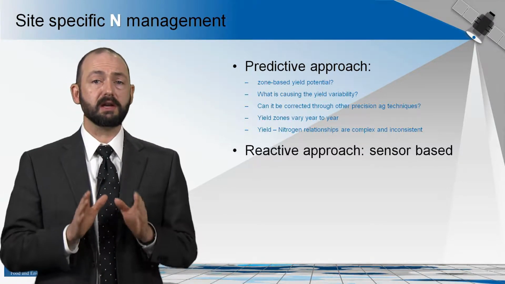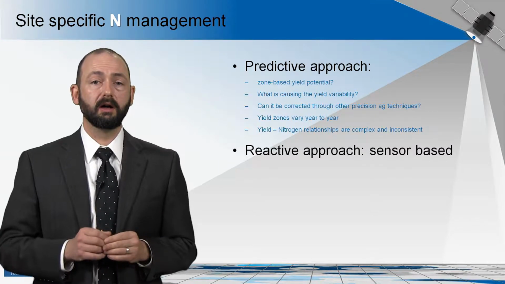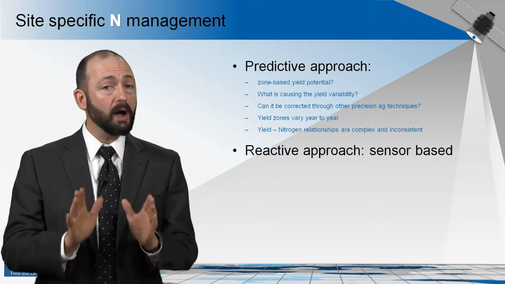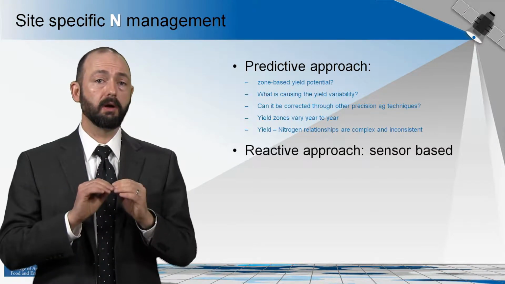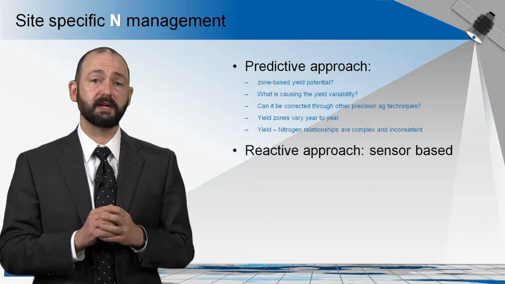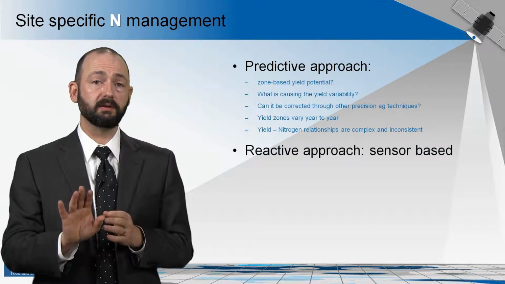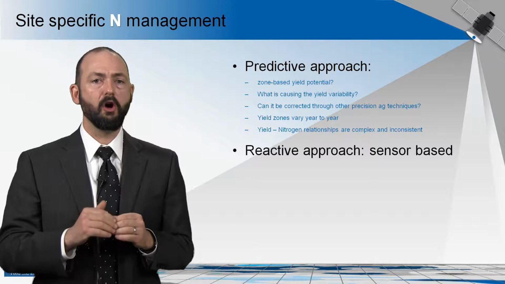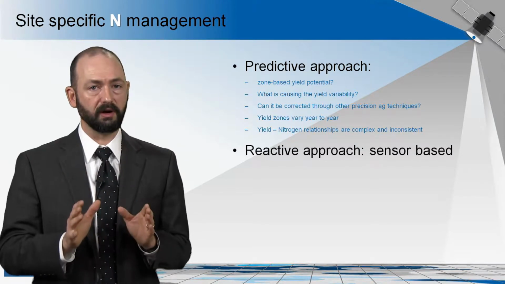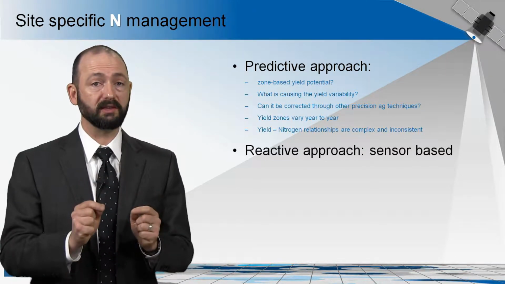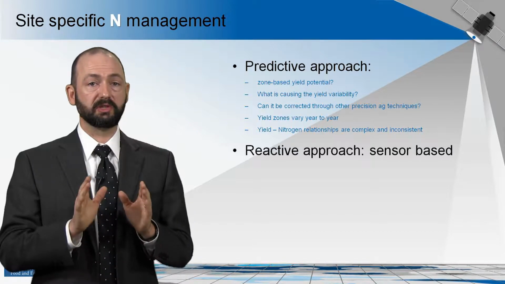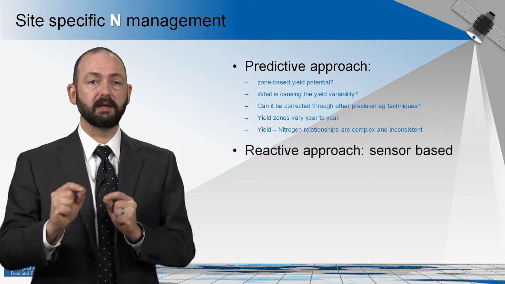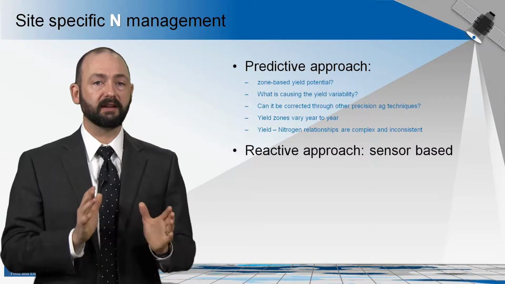Yield zones vary year to year. Yield and nitrogen relationships are complex and inconsistent. So I would argue that a zone-based predictive prescription for nitrogen is probably not the best way to go, because the temporal variability in nitrogen requirement far outweighs the spatial variability in nitrogen requirement in most cases. So we need a site-specific nitrogen management tool that is going to address that temporal variability year to year. And that's a reactive approach.